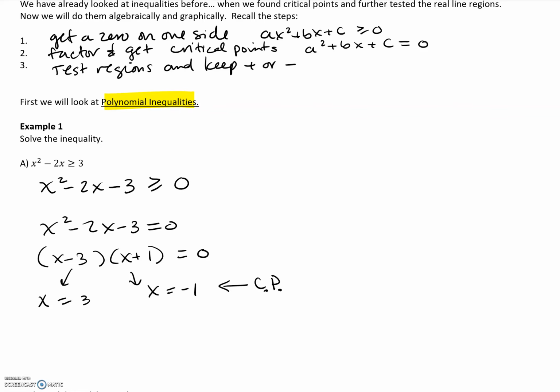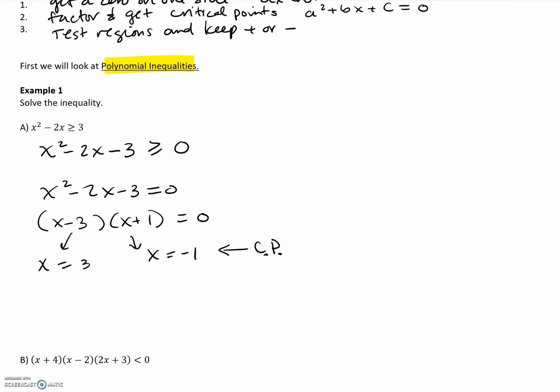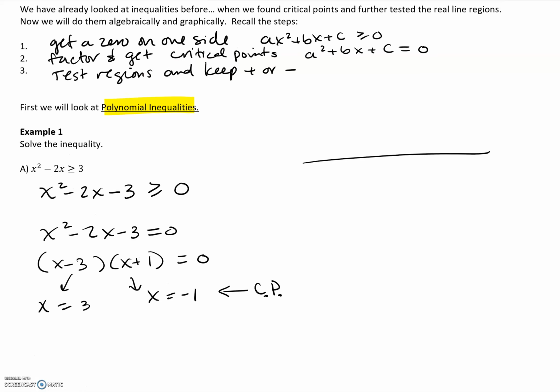So I'm going to go to the real line and put those there. Let's do it over here. We have 0, 1, 2, 3, 1, 2, 3, 4, let's say. So one of my critical points is negative 1, the other one is 3. And so my real line is divided up into three regions, 1, 2, and 3. And the easiest one to test is the middle one.